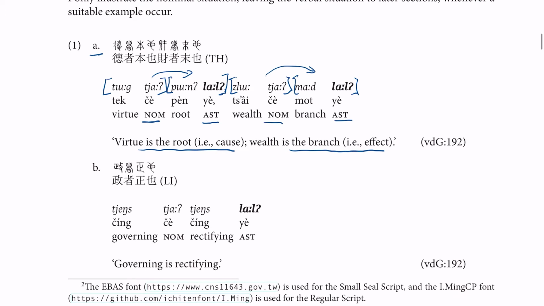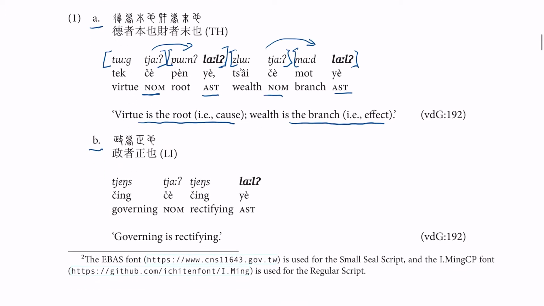Let's look at another example in 1b, which says tian's tia, tian's lao. Okay, again, we see this nominalizer, which basically means the matter of something, and in this case, it's the matter of governing. What is the matter of governing? What is governing? This is actually giving a definition to the concept governing. Okay, so governing is rectifying. Exactly what this English translation renders, right? Governing is rectifying. Okay, so it's quite simple.